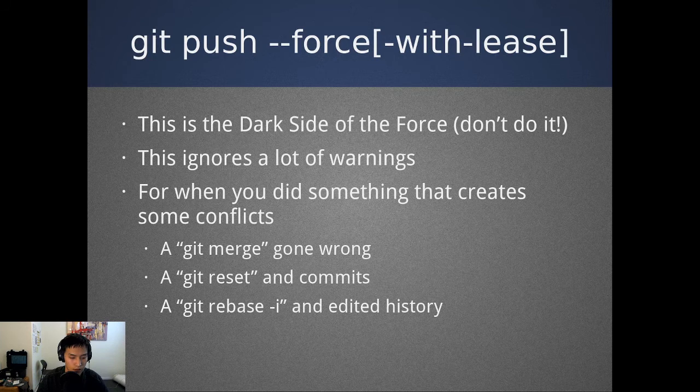Next, git push force with lease. Yeah, this is the dark side. Don't do it, because sometimes you may have messed up. Maybe you did git reset and you made some more commits. Now you want to push those commits. Git doesn't like that because technically there are some other commits that maybe already exist on the remote that have the same parent. When you have a linear history but you reset it, now you did some more commits.